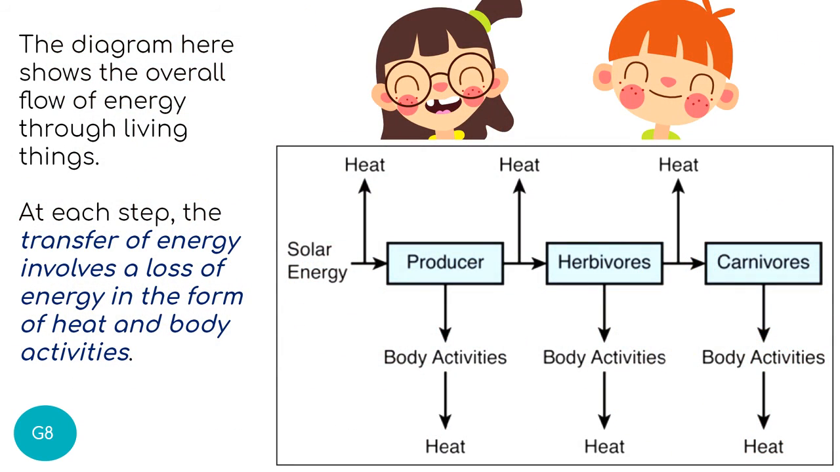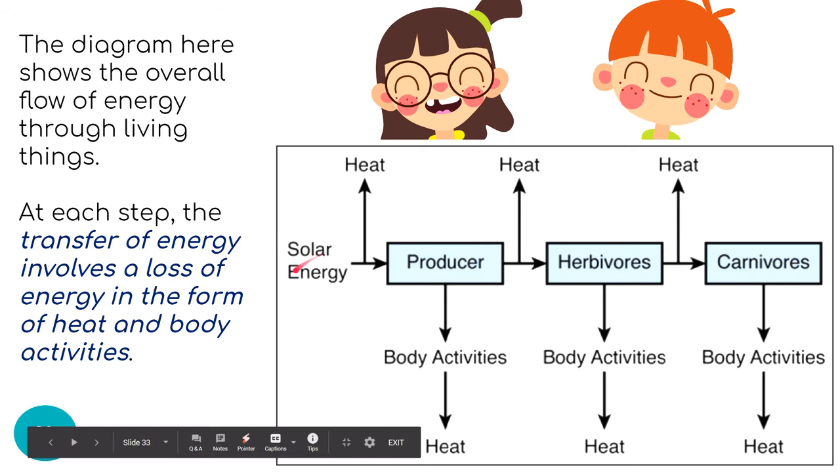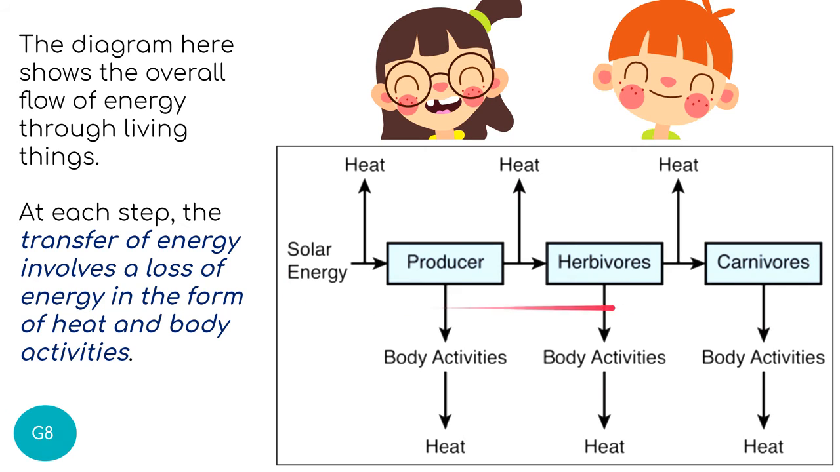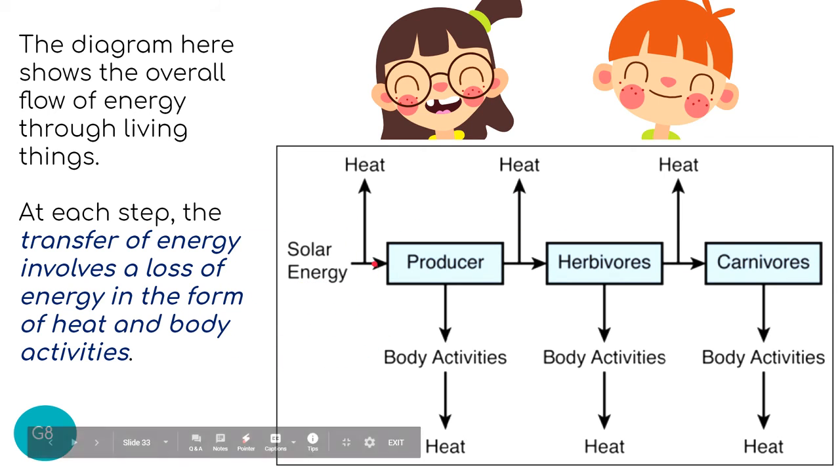So this diagram shows us the overall flow of energy through living systems and through living things. And at each step, the transfer of energy will always involve the loss of energy in the form of body heat. So how does that happen? Let's review. Again, the flow of energy in an ecosystem is always in a one-way direction. It only goes one way. And the starting point is always the sun.